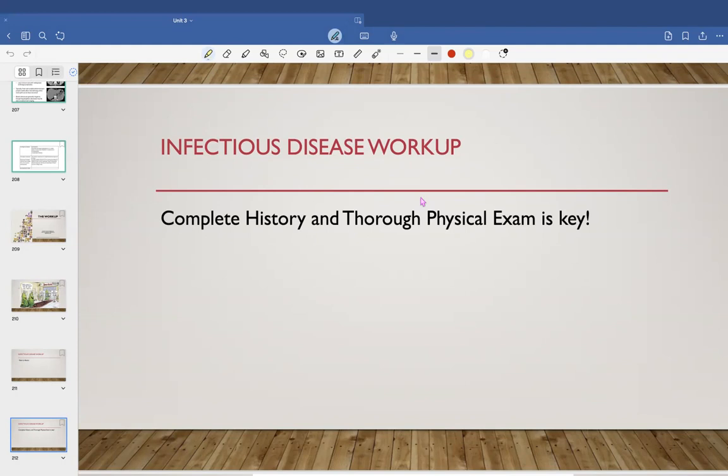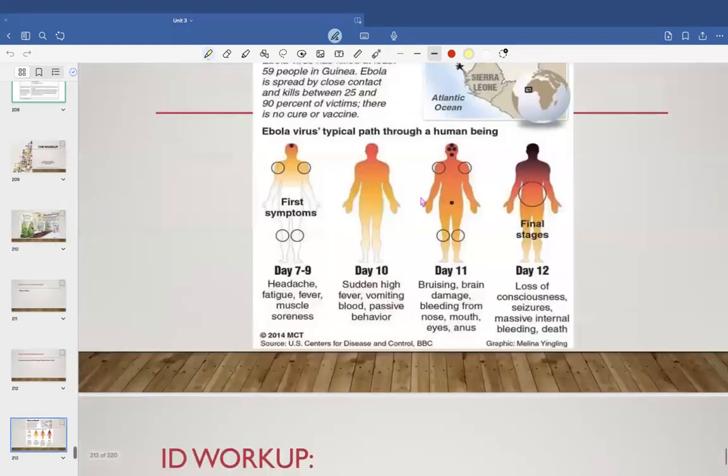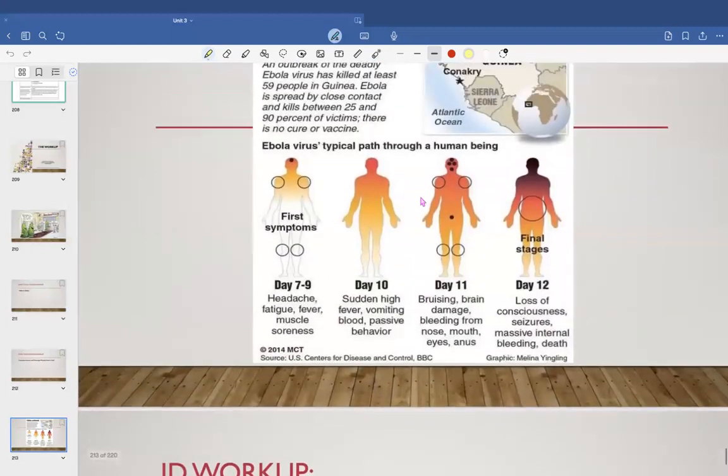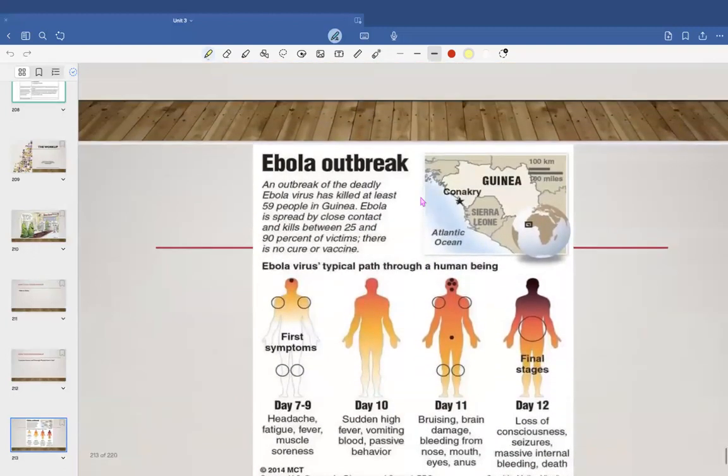What else? Medication history and new medications. Have you had any recent antibiotics? Let's see what we missed. We've got localized symptoms, non-specific symptoms, occupation, geographic residence, travel history, sick contacts, exposure history.